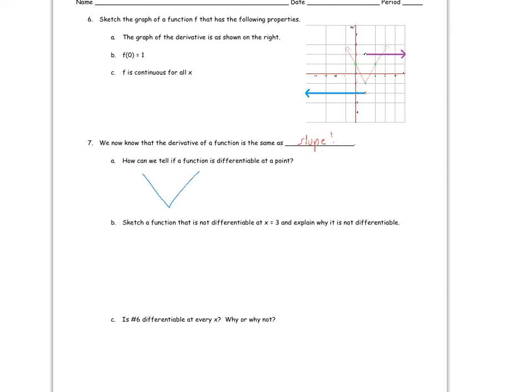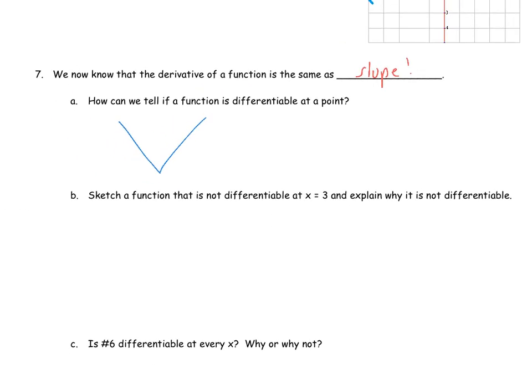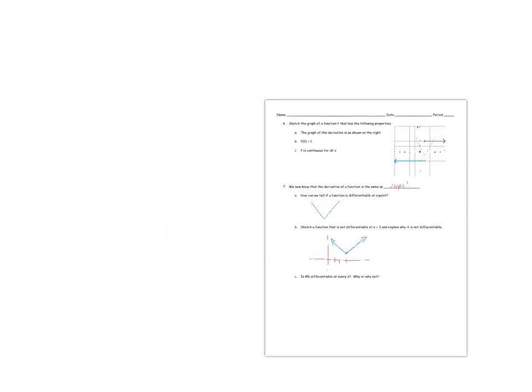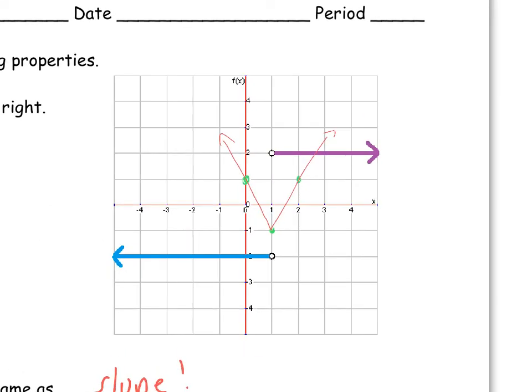Sketch a function that is not differentiable at x equals 3 and explain why it is not differentiable. So really, if we just take the graph I just drew, put it on a coordinate grid and call it x equals 3: 1, 2, 3. Some random point there, it doesn't really matter where I put that. If I make that a corner, then it's not differentiable there because the slope is different from both sides. And then C is number 6 differentiable at every x? Well, no, it is not. This graph I drew is not differentiable everywhere. It's differentiable everywhere except x equals 1, because the slope is different from both sides.